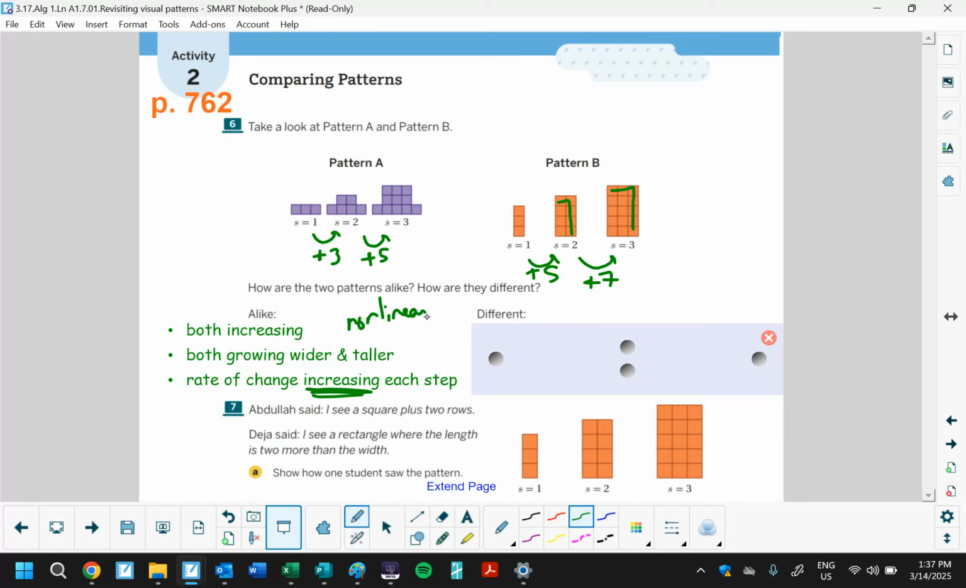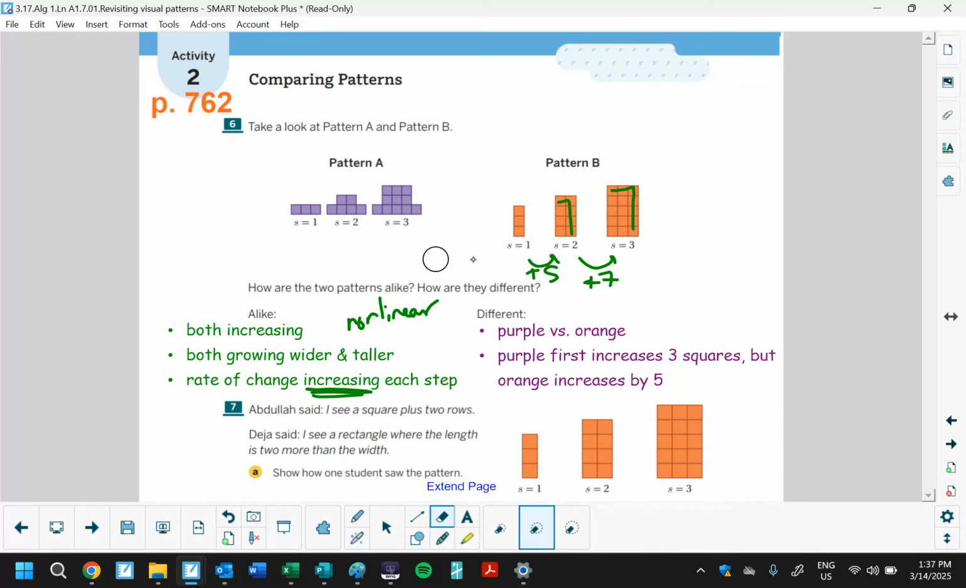However, what is different? Okay, start with the obvious ones. Purple, one's orange. I've heard students do that in the past. But then go a little deeper, and you'll see that first. Oh, I just erased it. Can I bring it back? In this case, the purple increased by 3 at the beginning. This one increases by 5. Then there's a 5, but the next one increases by 7. So the rate of change is different.